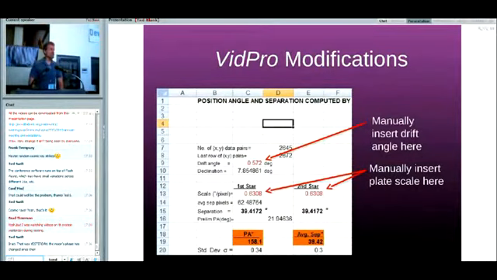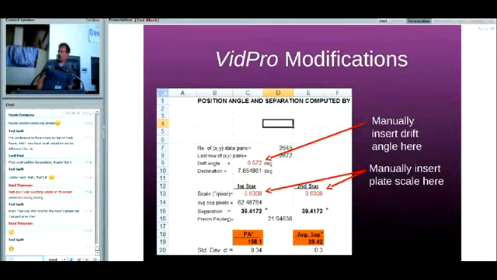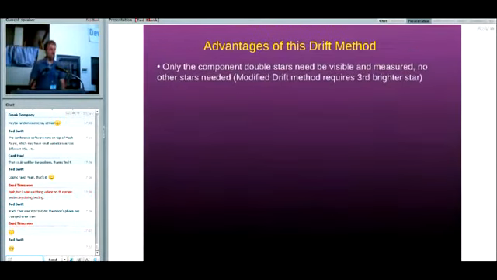This is sheet 2 of the VidPro program where you manually enter the scale factor and drift angle. It's marked in red for those of you that have a color monitor. For here in the studio, we only see pretty much black and white. Next slide, please.